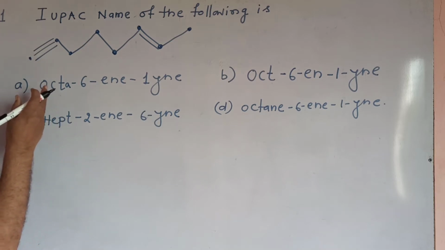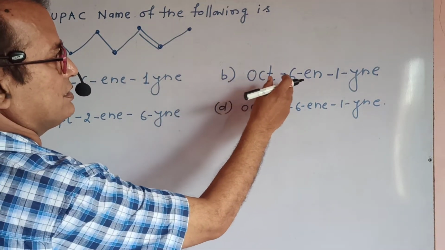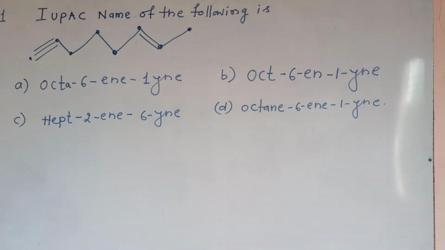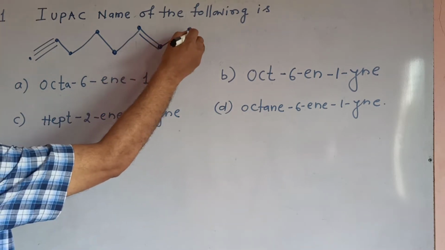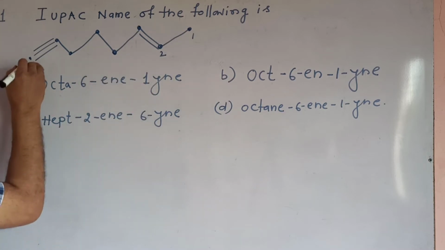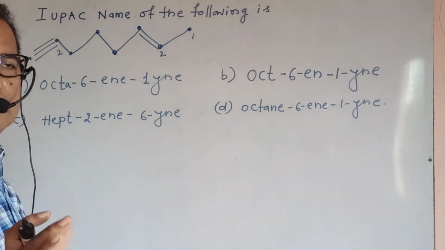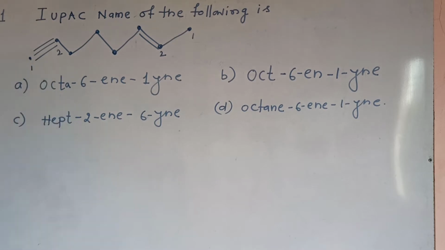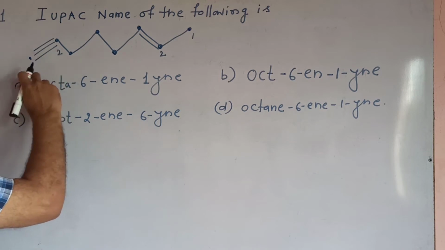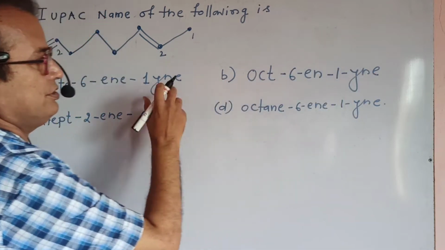First answer is oct-6-en-1-yne. Second answer is oct-6-en-1-yne. If numbering starts from here, 1, 2, and if numbering starts from here, 1, 2. According to the lowest locant rule, this is the lowest position where the triple bond is present, means yne is important, but yne is here and yne is here, which is the answer.